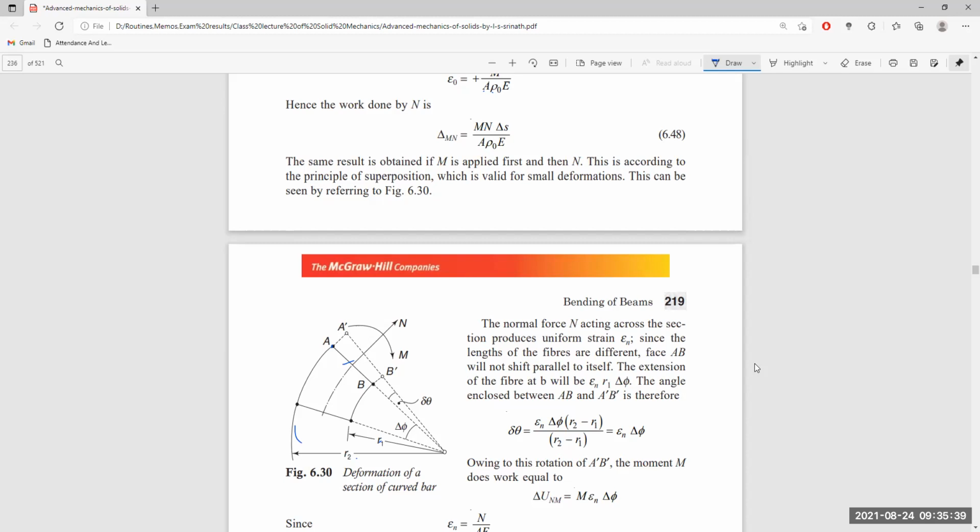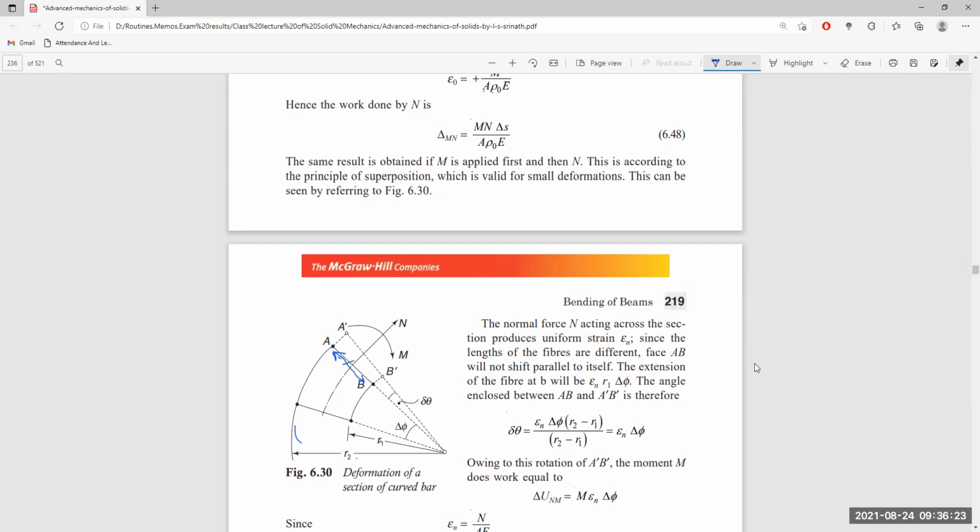So if it is epsilon N, then the deformation at the portion B will be R1, the radius of B, multiplied by the angle phi itself. So this portion will elongate by the amount epsilon N multiplied by R1 phi, which gives the deformation of B due to the action of this force. Therefore, what will be the delta theta, or the change in the angle theta? Epsilon N by phi into R2 minus R1. R2 is the real length. R2 minus R1 is this length, from here to here itself.